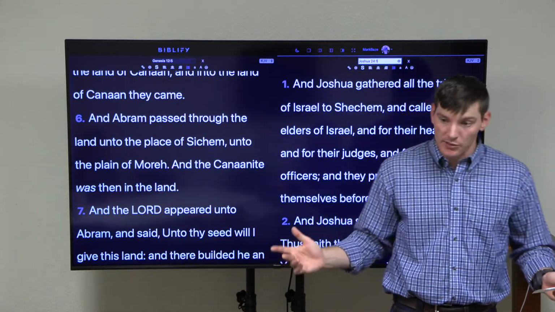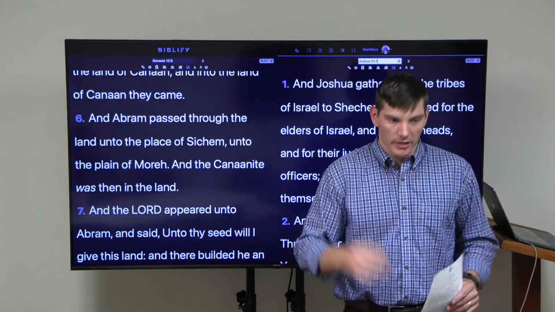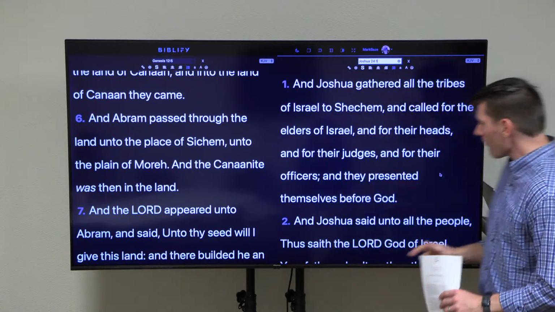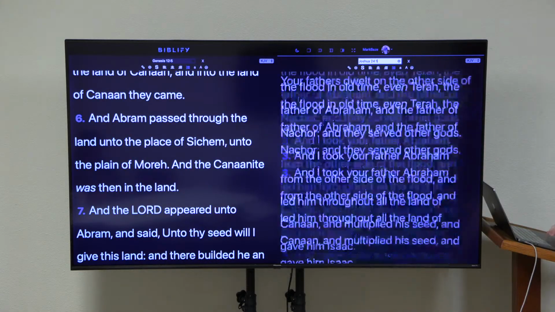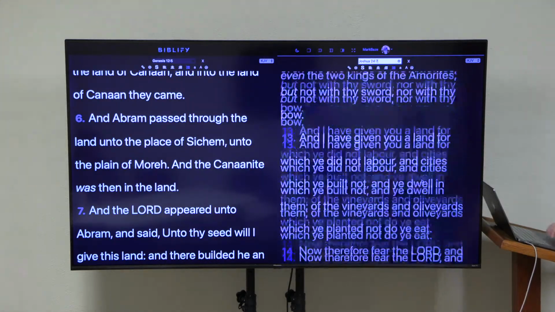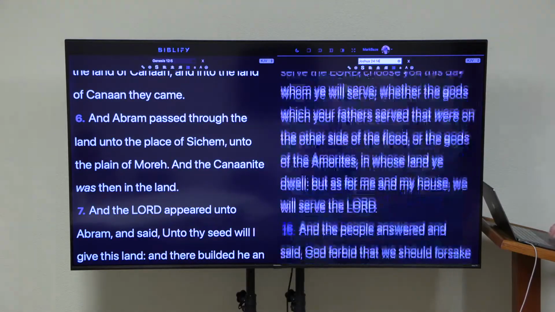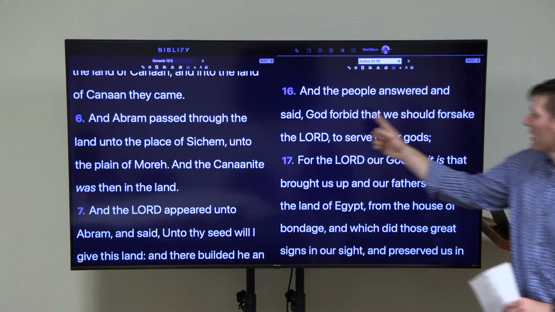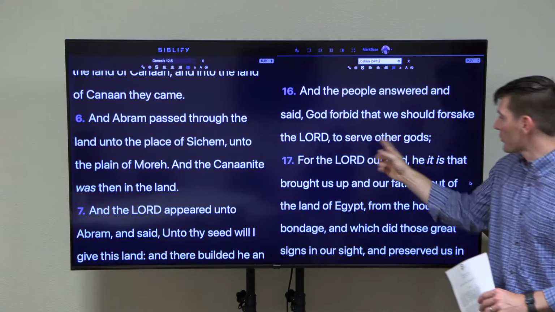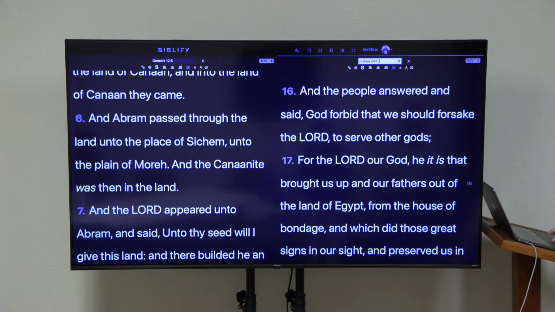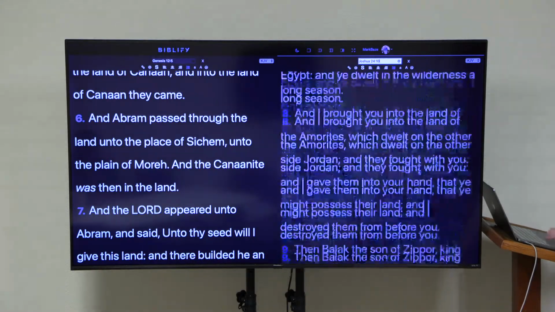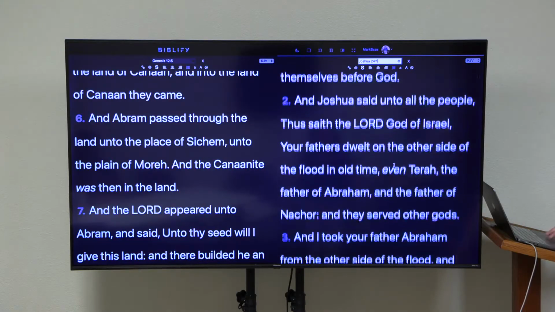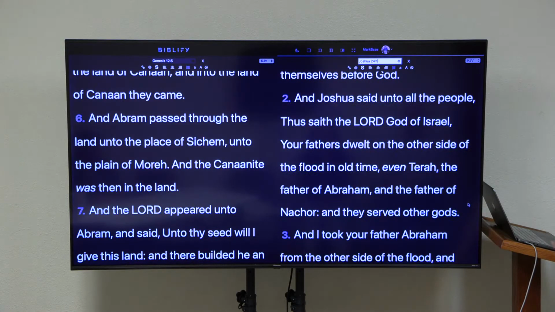And essentially, Israel says, all right, we'll keep the commandments. We'll be faithful to God. We will not sin against God. And what ends up happening here at the end of the chapter at Shechem, let's see here. Here it is. The people answered and said, God forbid that we should forsake the Lord to serve other gods. And as a matter of fact, I don't want to overlook it. I forgot. This is the chapter that we read last time in verse 2 that mentions Terah.